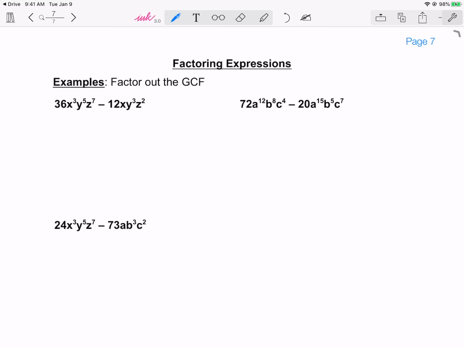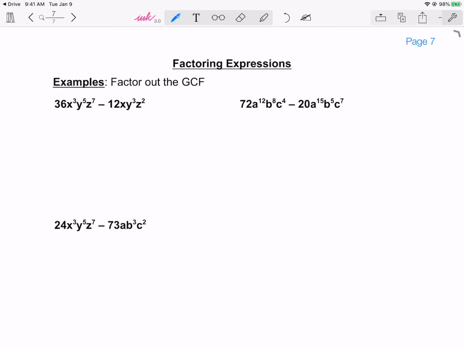Smallest exponent on the z's is 2. So I can only pull out 2z's, or z squared. And then what am I left with? 36 divided by 12 is 3. I pulled out one of the x's, so I still have 2 x's left. 3 minus 1, if you want to write the 1, that's okay. 3 minus 1 is 2.